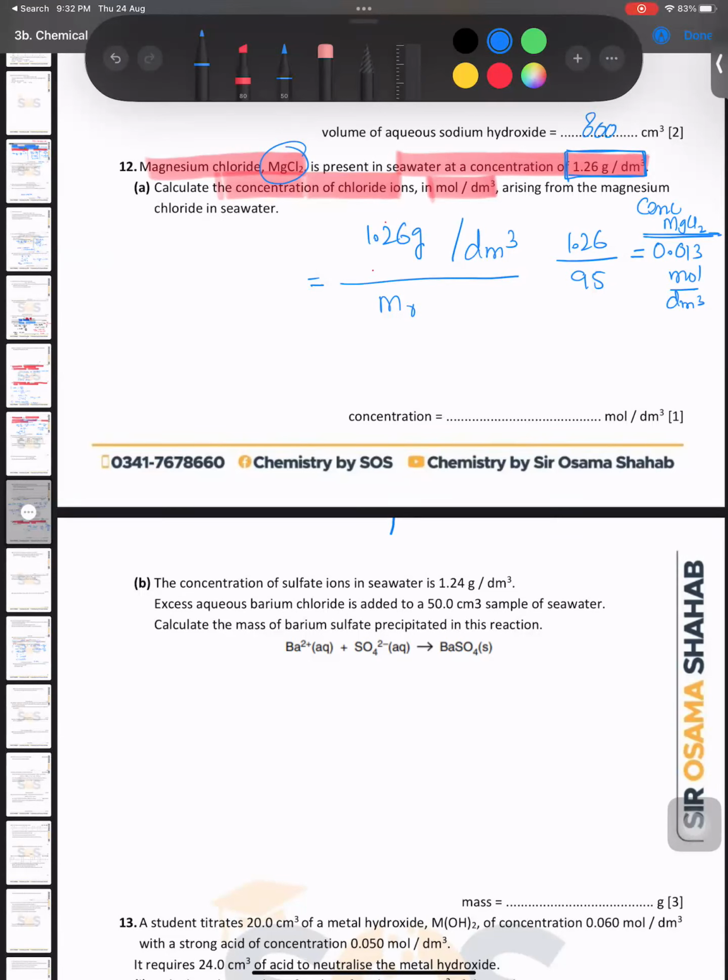Now you can see this. If you talk about magnesium chloride, so in each molecule of magnesium chloride, you have 2 chlorides, bacho. So if you have 0.013 mole per decimeter cube of magnesium chloride, so in it, you must have 0.026, double. क्योंकि एक में दो हैं तो जाहिर सी बात है कि डबल आपके पास कॉन्सेंट्रेशन होगी क्लोराइड्स की, तो इट मस्ट बी 0.026 मोल पर डेसीमीटर क्यूब. राइट बच्चों?